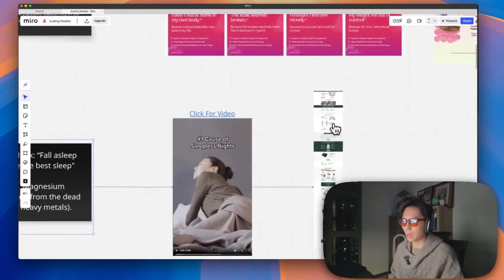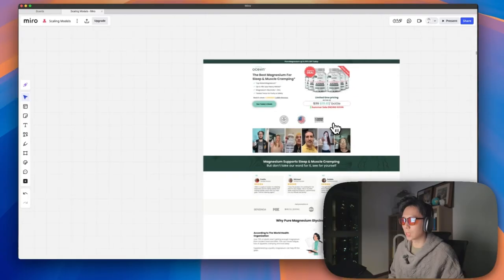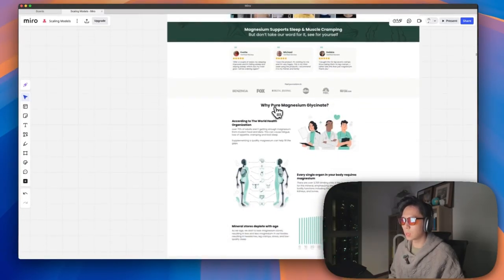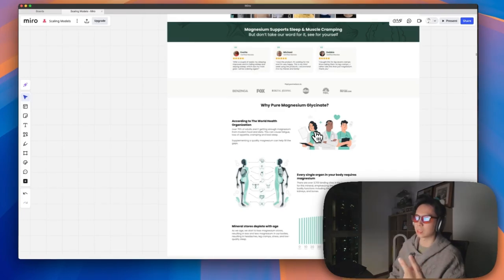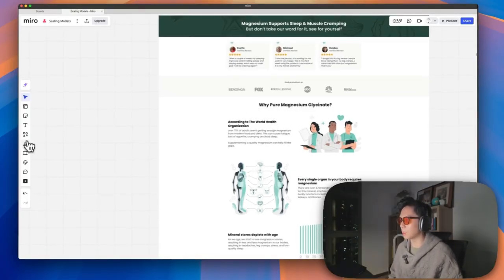And if you look at the landing page, you'll notice that it's built for pretty much solution-aware people as well. So he mentions why pure magnesium glycinate, because I'm sure if you have bought magnesium supplements, you may not have known about this specific nuance around what kinds of magnesium to consume. So he specifically goes after explaining why pure magnesium glycinate is a better alternative.